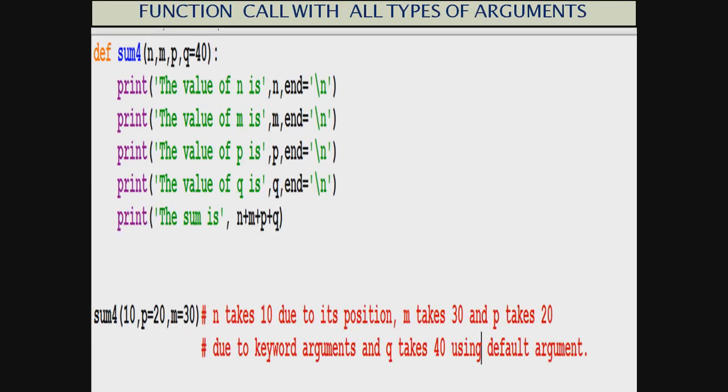Now see a function call here. We have used in this function call all the types of argument. You see, we have a function here, sum4, which has N, M, P and Q. Q has a default argument 40 and it is the rightmost, so no problem. It is valid. Now while we call, 10 is using the positional argument system. P is equal to 20 and M is equal to 30 are using the keyword system of arguments, and Q is equal to 40 is using the default argument system.